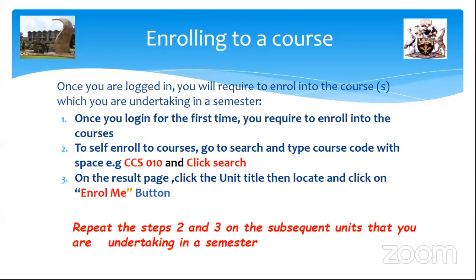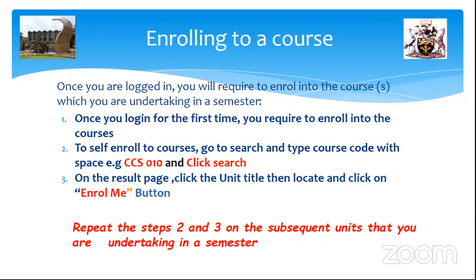So once you are logged in for the first time, you're required to enroll into the courses. And to self-enroll yourself, go to the search button, which comes immediately you log in. Below your name, there is a search button where you will type your course code with the space. For example, CCS 010, and click search. And on the result page, click the unit title, then locate and click on the Enroll Me button.